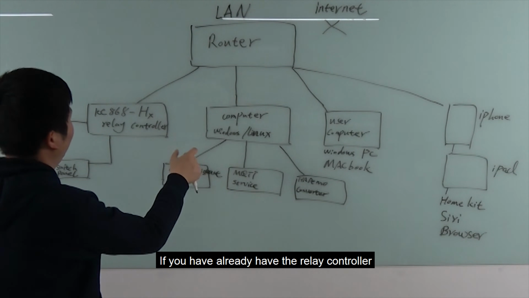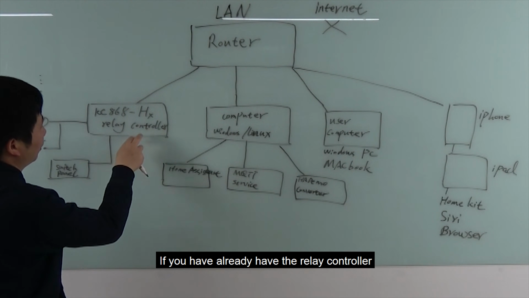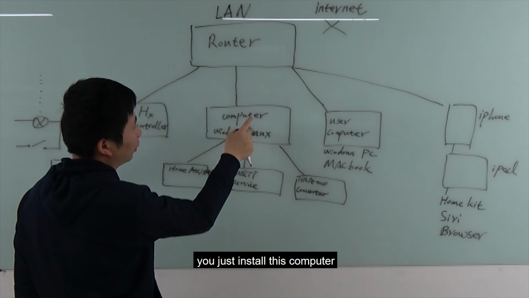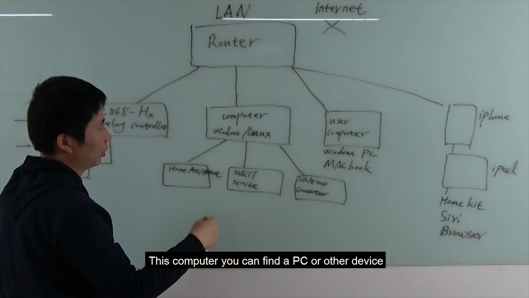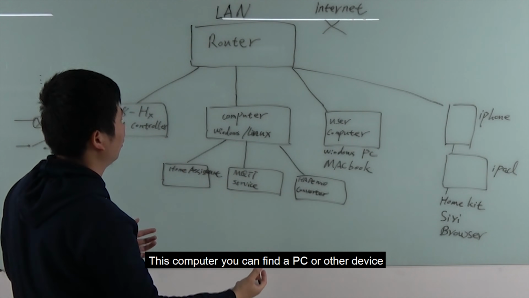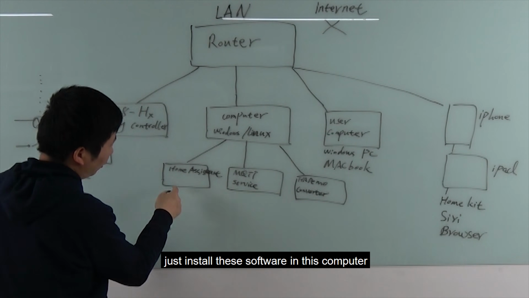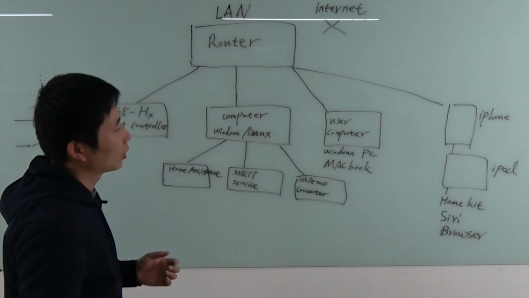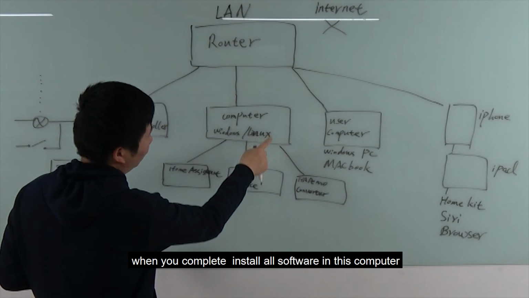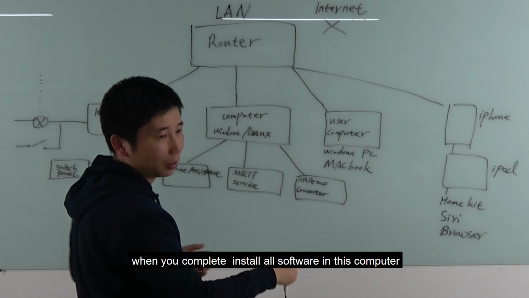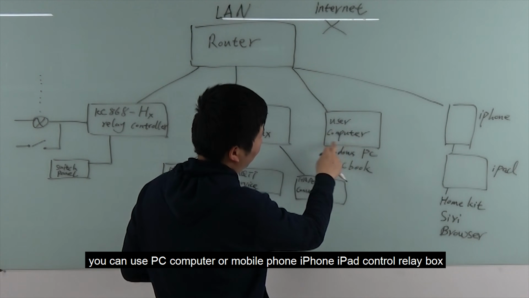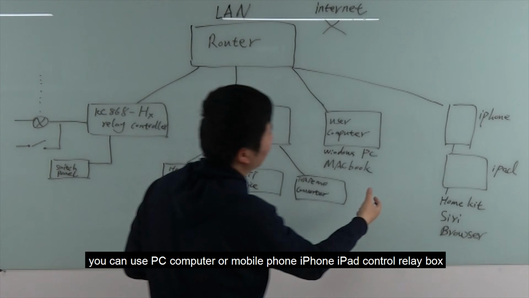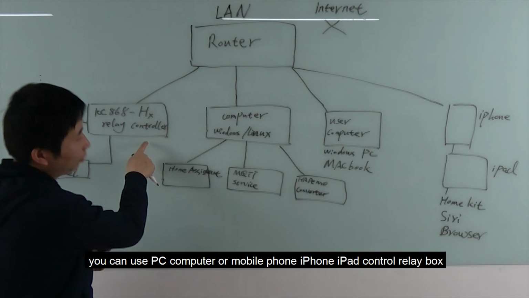And if you already have the relay controller, you just install this computer. You can find a PC or other device and just install this software on it. And when you complete installing all the software on this computer, you can use your PC or your mobile phone, iPhone or iPad, to control the relay box.